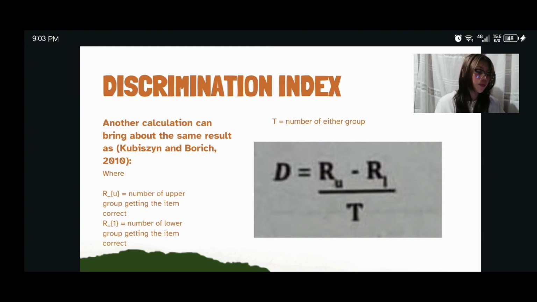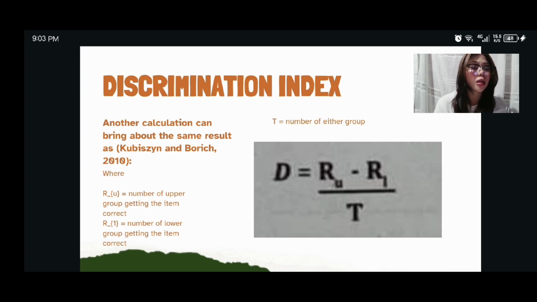To find the difference between the number of correct answers in the high scoring group and the number of correct answers in the low scoring group, which is RU minus RI, we need to divide that difference by the number of students in one of the groups, assuming both groups have the same size. The key difference from the previous formula is that this formula is simplified and assumes that the number of students in the upper group, TU, is equal to the number of students in the lower group, TI. So if the group sizes are different, this formula will not give an accurate discrimination index.